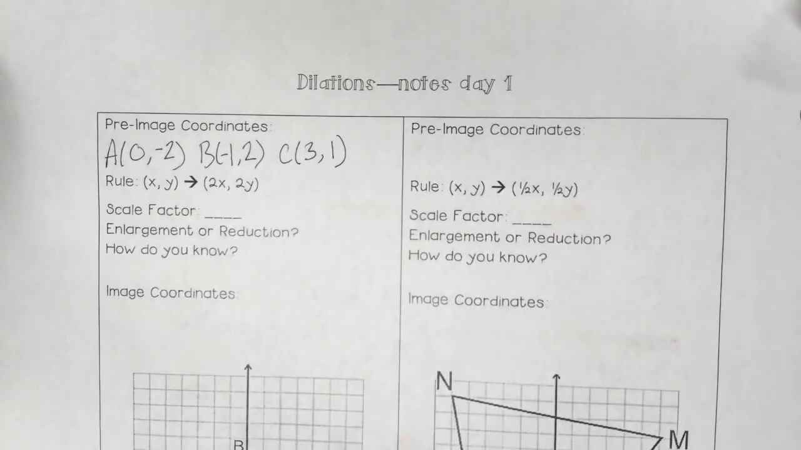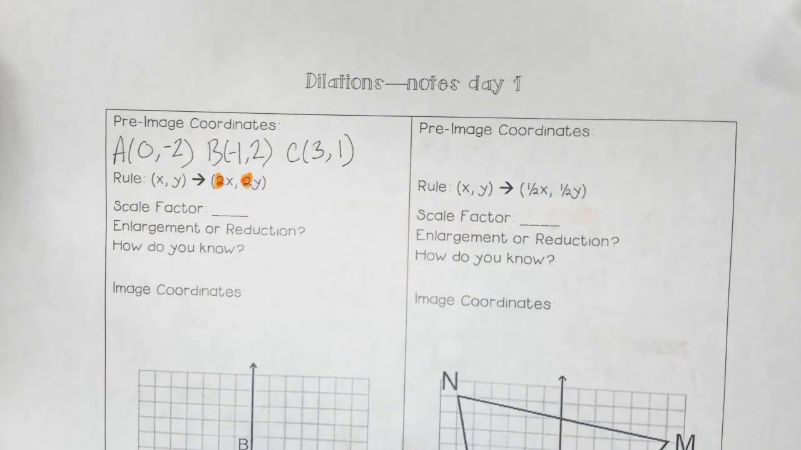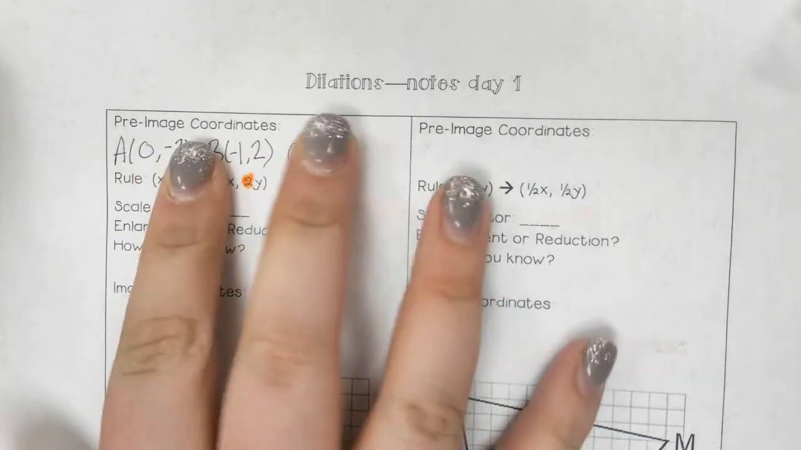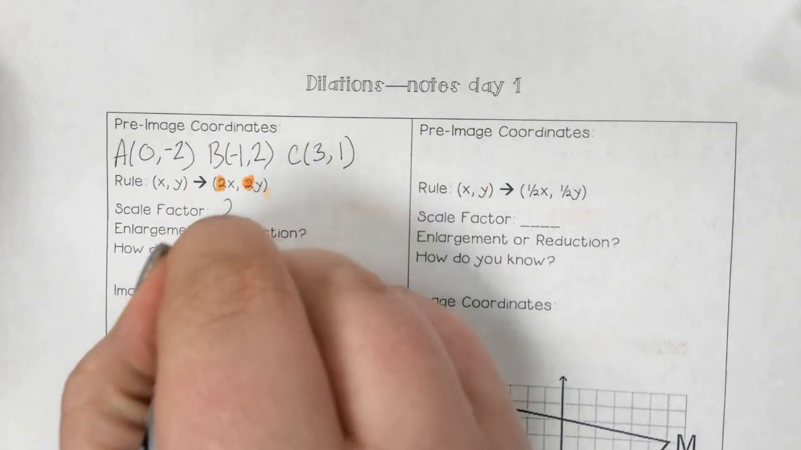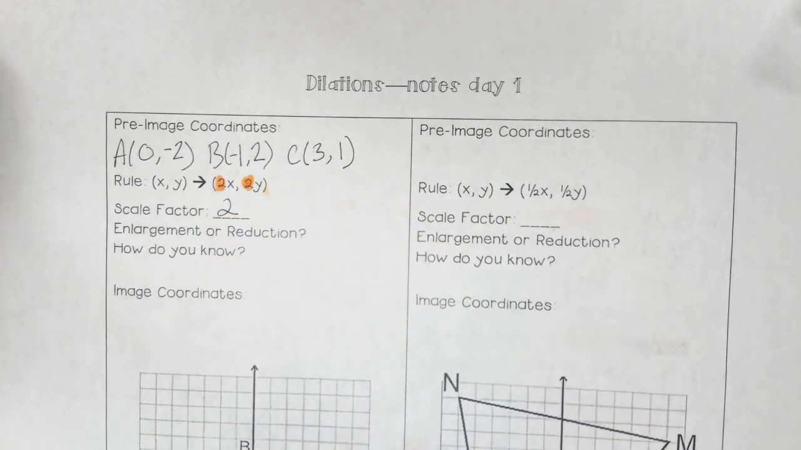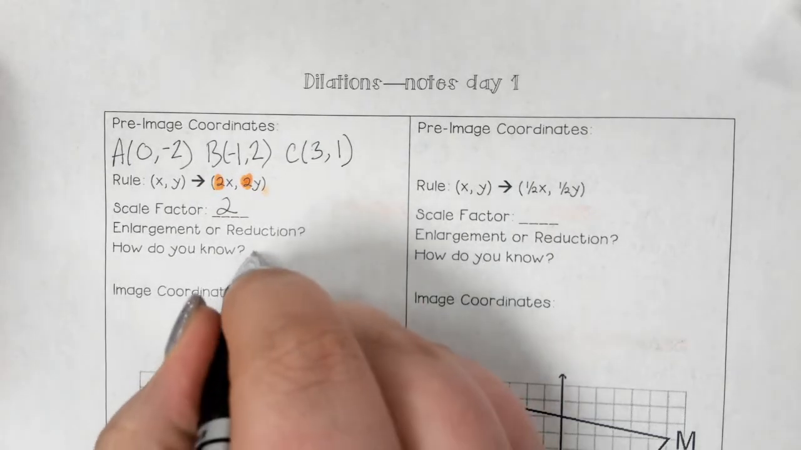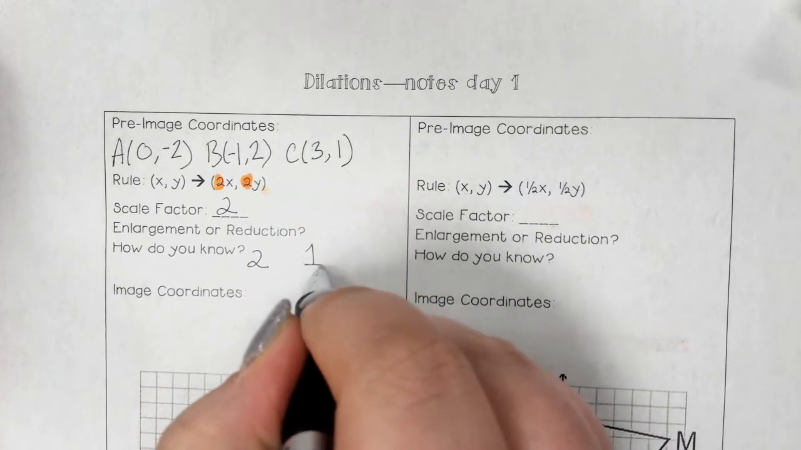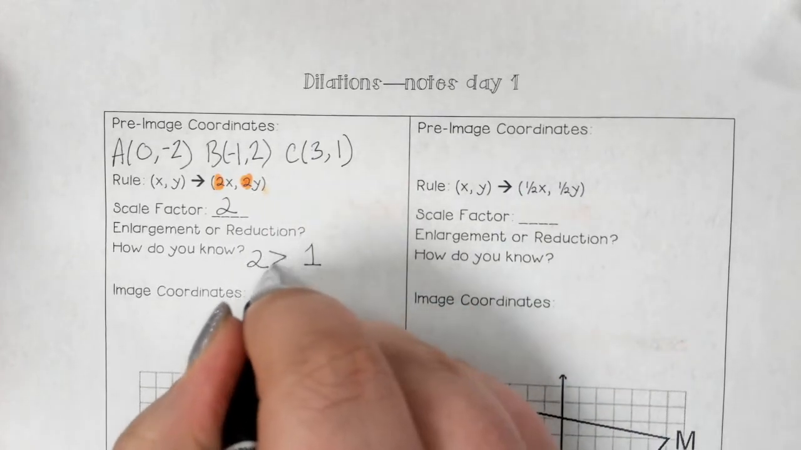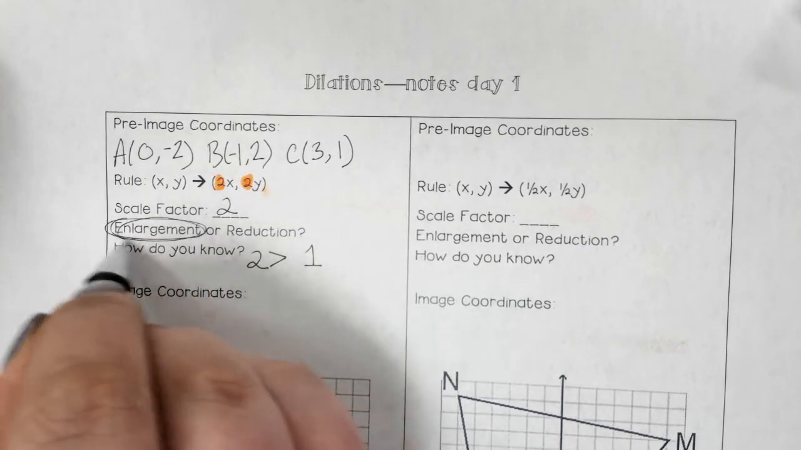They tell us that the rule is (x, y) transforms or changes to (2x, 2y). Since I'm multiplying by 2, the scale factor is 2. To know if this is an enlargement or a reduction, we'll compare the scale factor, 2, and 1. 2 is larger than 1, which means I should have an enlargement.